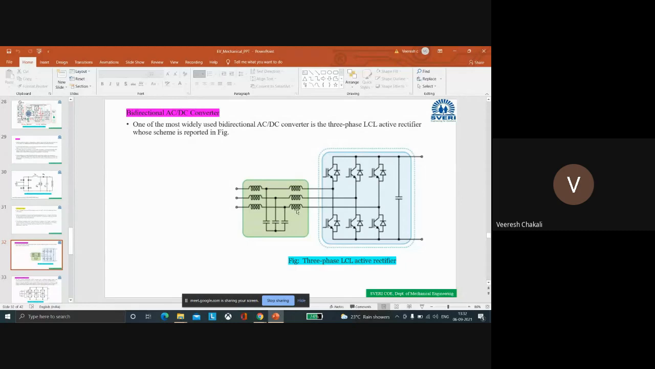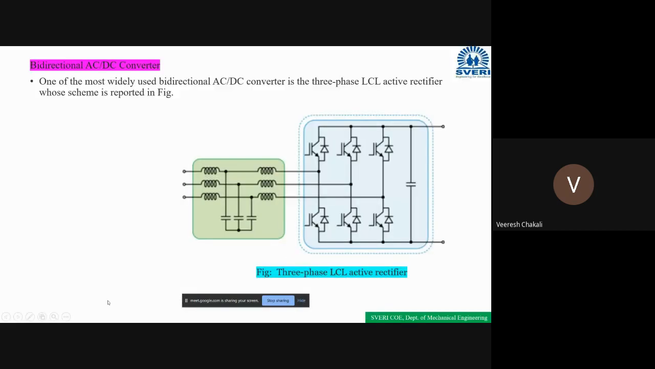So this constant supply is given to the rectifier circuit, clear? And this rectifier converts it to DC across these terminals. These are the DC terminals.